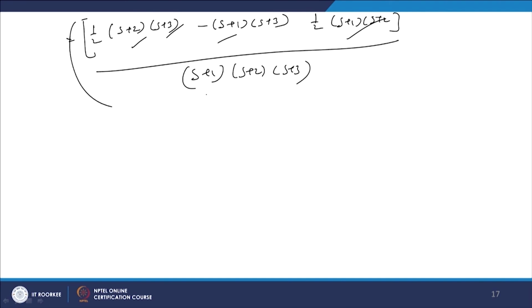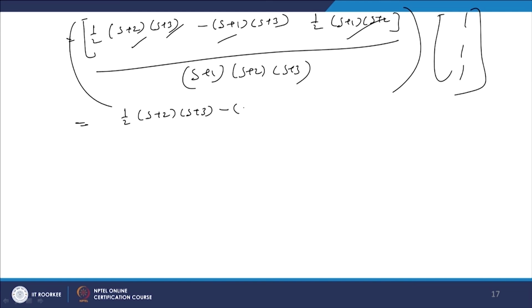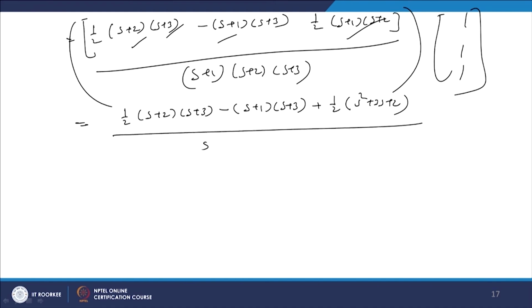Now this particular product is multiplied by B, so B is 1, 1, 1. So if you multiply, what we will get is 1 by 2 times S plus 2, S plus 3, minus S plus 1 into S plus 3, plus 1 by 2 times S plus 1, S plus 2, which is S square plus 3S plus 2, divided by S plus 1, S plus 2, S plus 3.